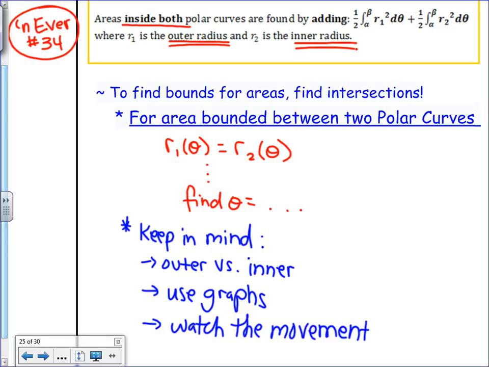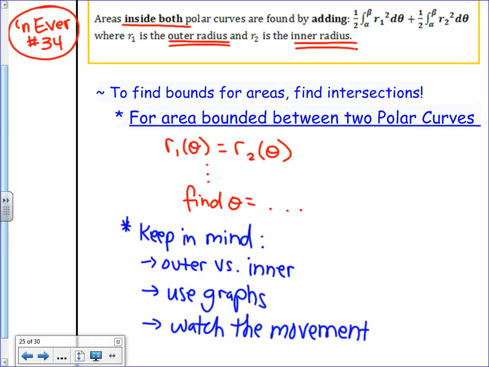All right, can I scroll down so you guys can see what I put? To find bounds, find intersections. But we're used to that, right? Whenever we were doing area between, we would set two functions, y equals, I don't know, x squared and y equals x, equal to each other and say, okay, intersections, and we say, okay, bounds.